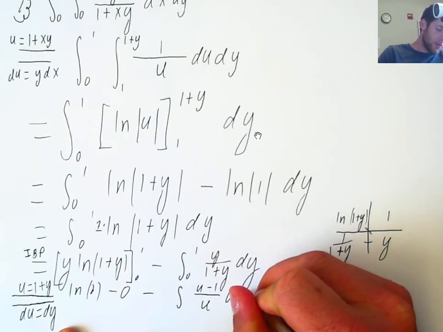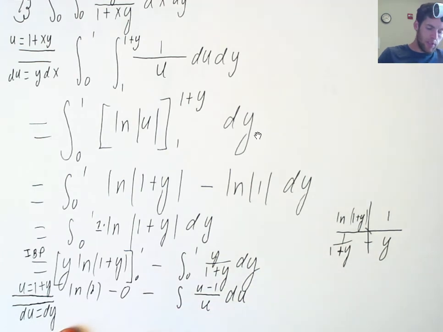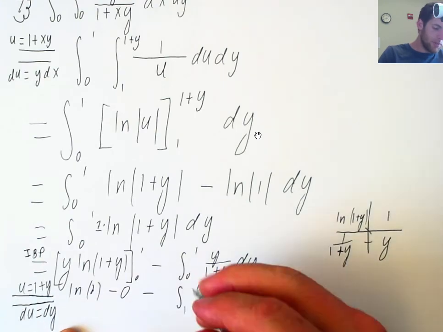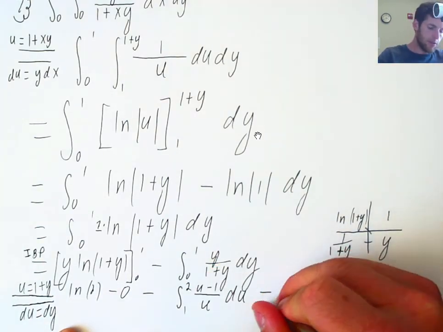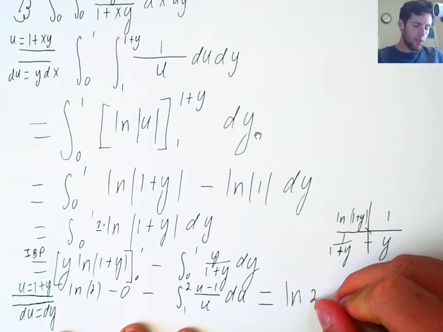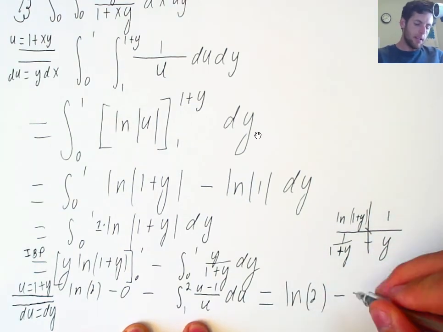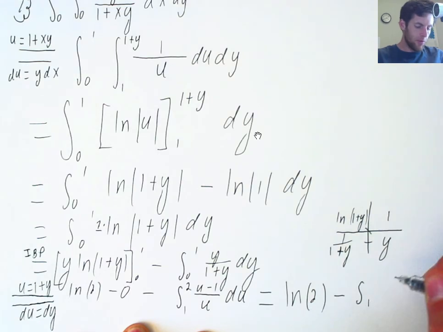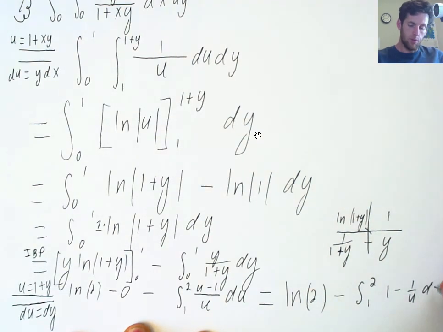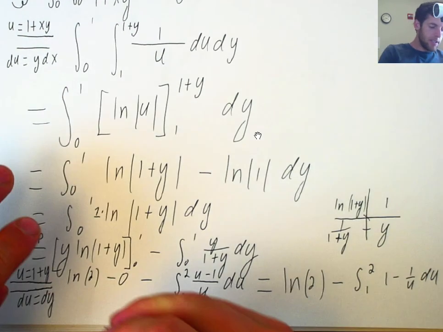And my new variable of integration is u. Du and dy are the same thing, so I replace the differential there. Okay. When y is 0, u is 1. And when y is 1, u is 2. All right, let's finish this thing up. That's natural log of 2 minus the definite integral from 1 to 2 of 1 minus 1 over u du.